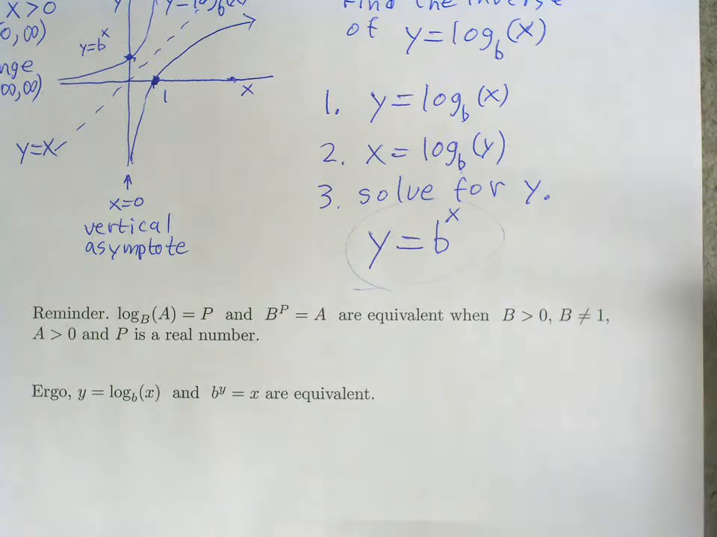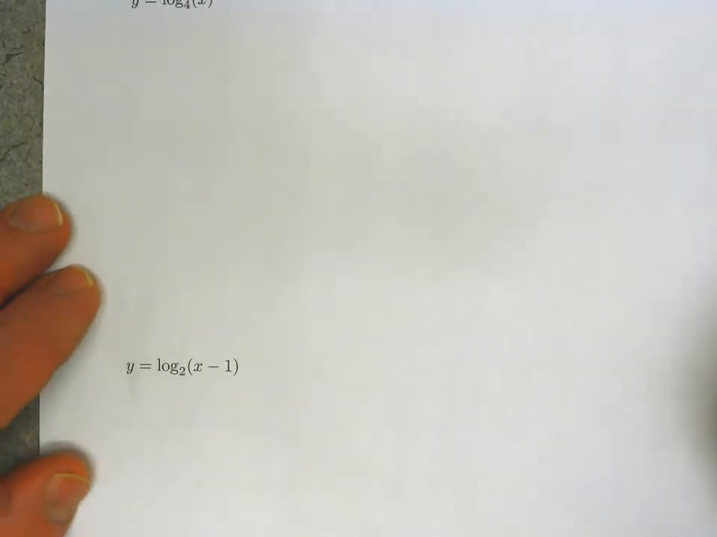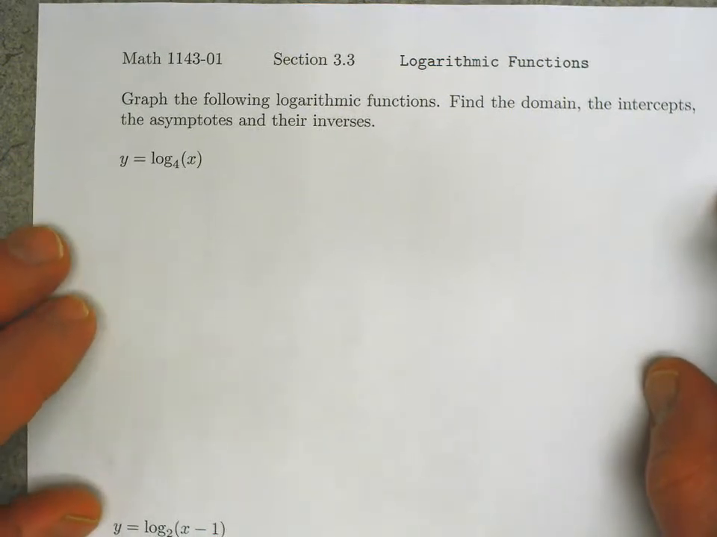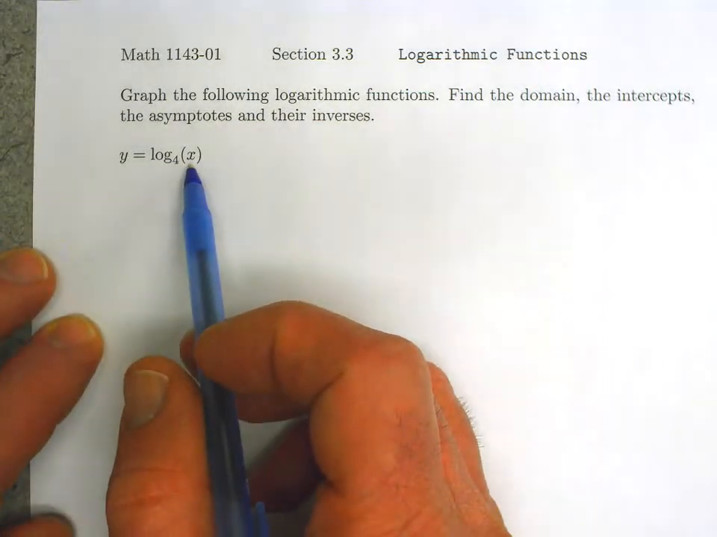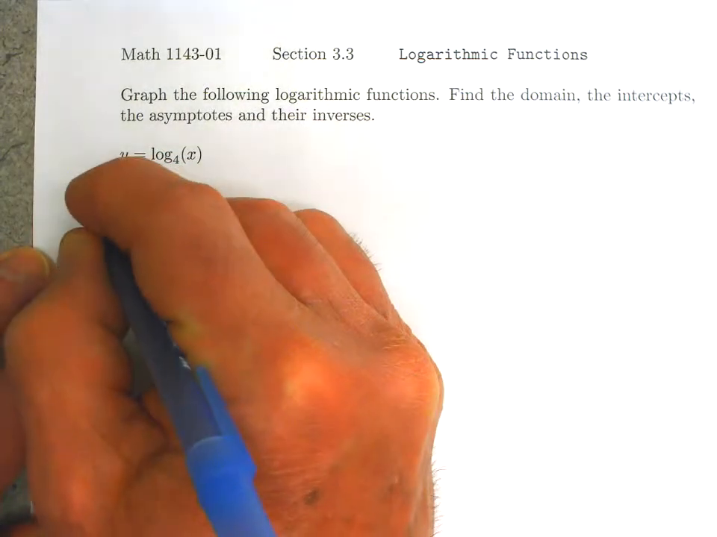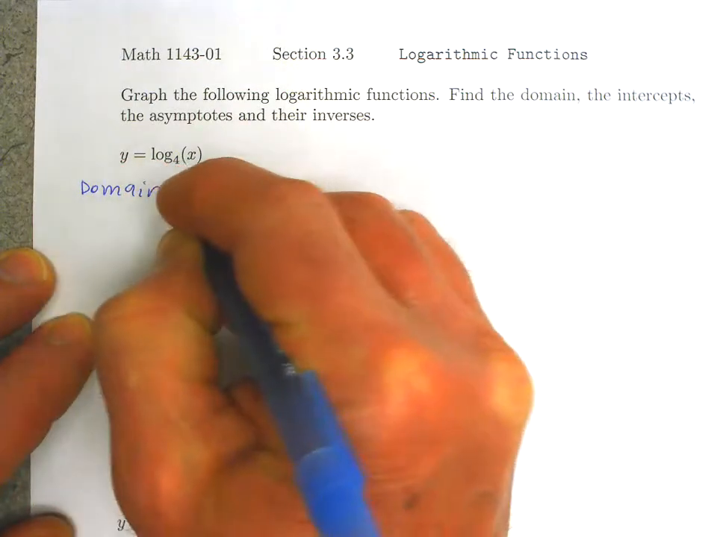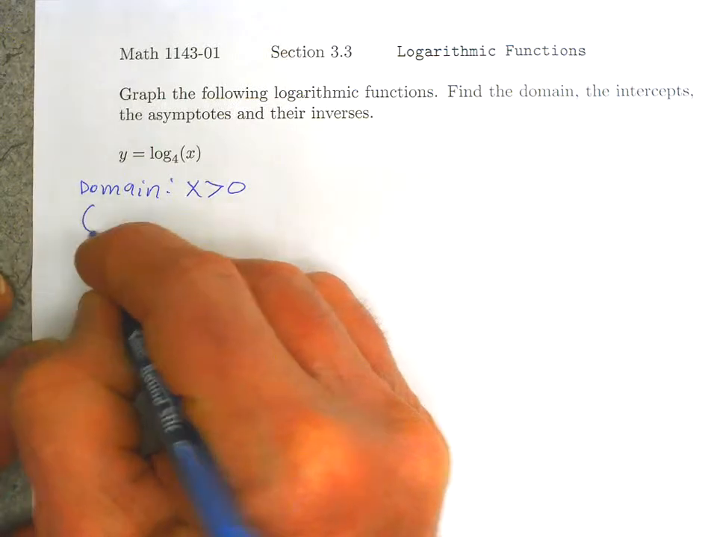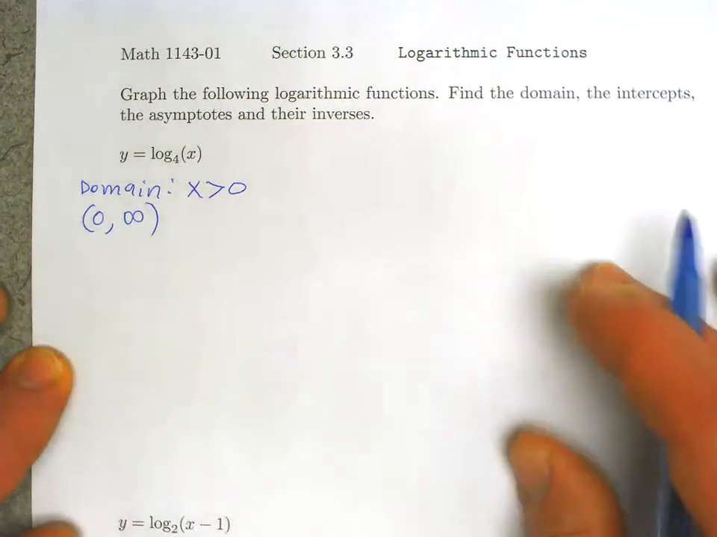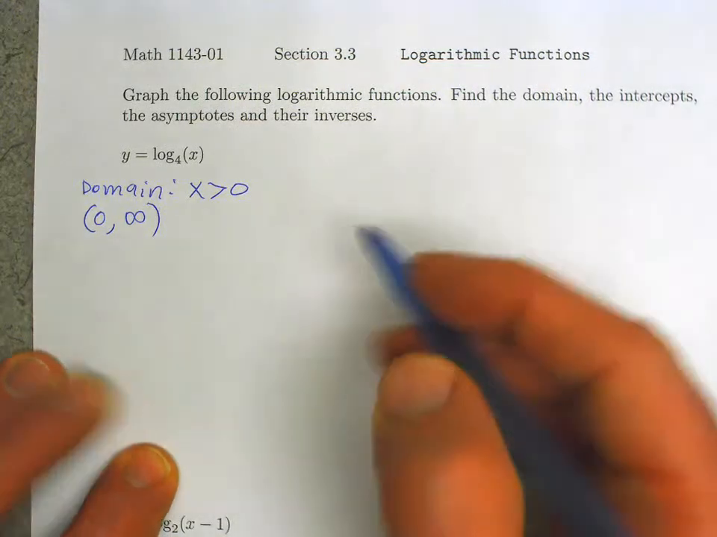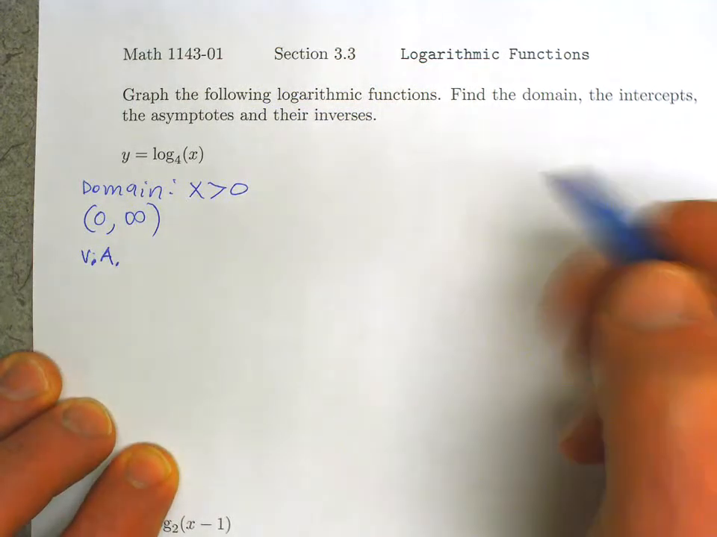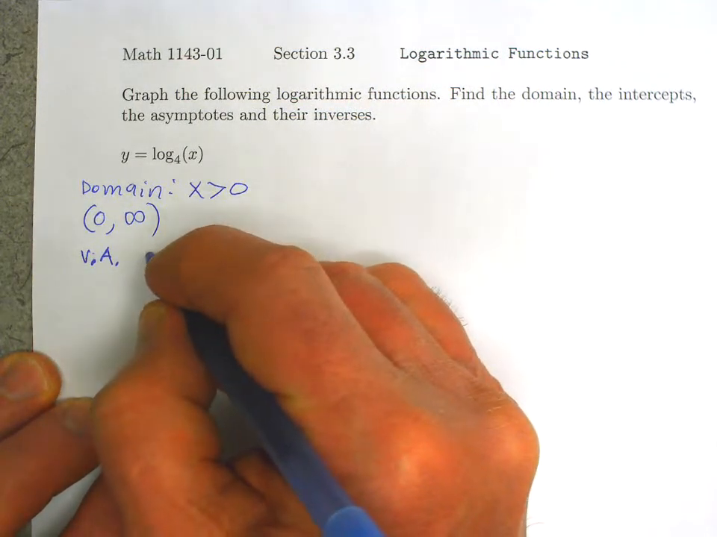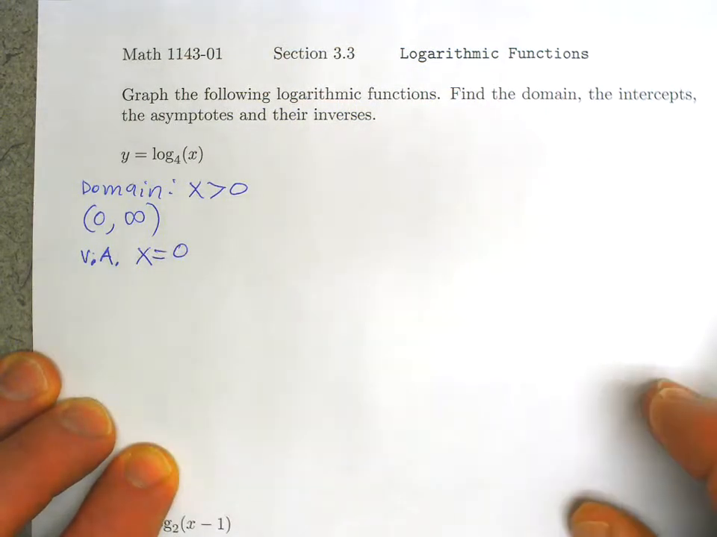Okay, the last thing we'll do today before the quiz is graph a logarithmic function. Okay, so log base 4 of x, the argument is just x, so the domain is x is greater than 0, so the domain is all positive real numbers. And so the vertical asymptote, I'll just write v.a. The vertical asymptote is the y-axis, but the equation for the y-axis is x equals 0.